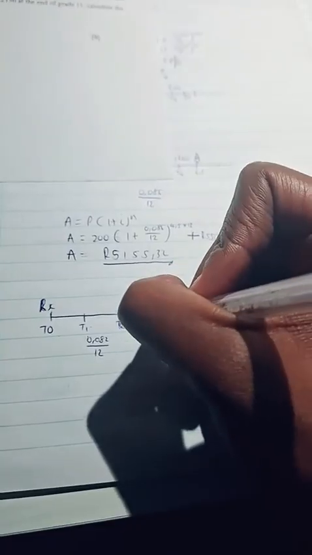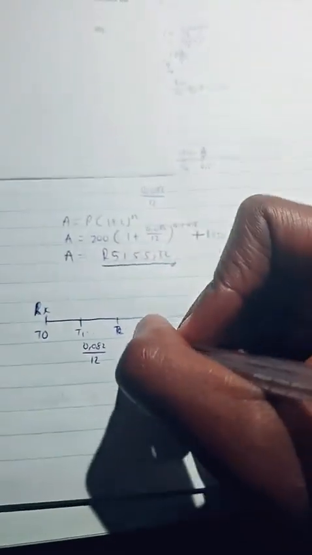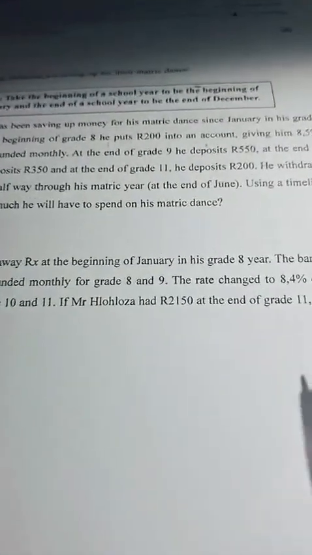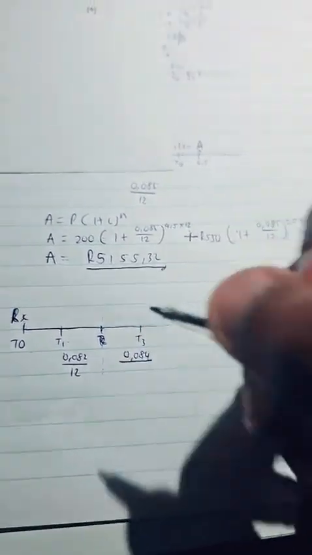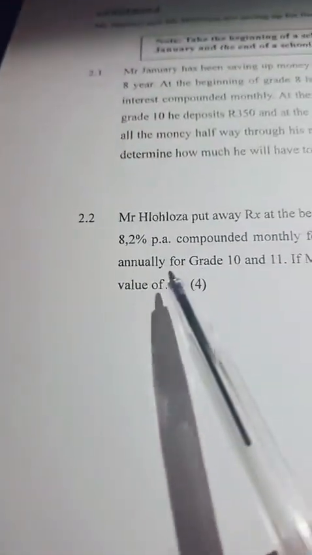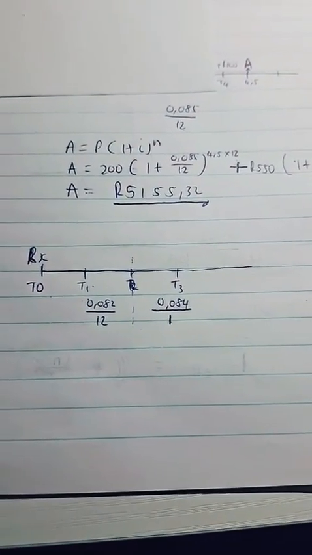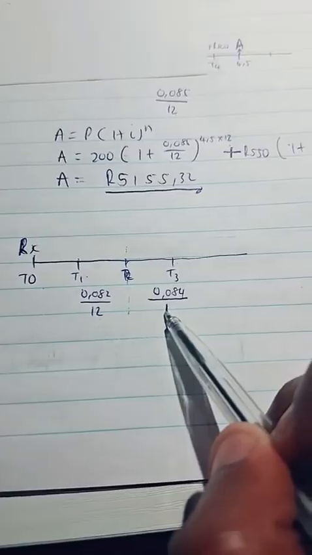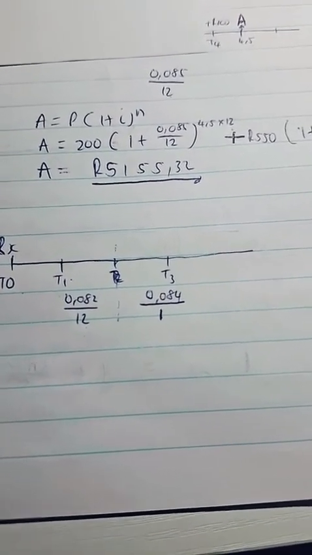T2, T3. Grade 8 and grade 9, grade 10 and grade 11. So we are changing the interest rate here to what? The rate changed to 8.4%. 8.4% means 0.084. But remember, they are saying compounded annually. That means once a year. Remember, compounded monthly means 12, and compounded annually means 1. So we could have just written 0.084, because if we divide that by 1, it's still 0.084.